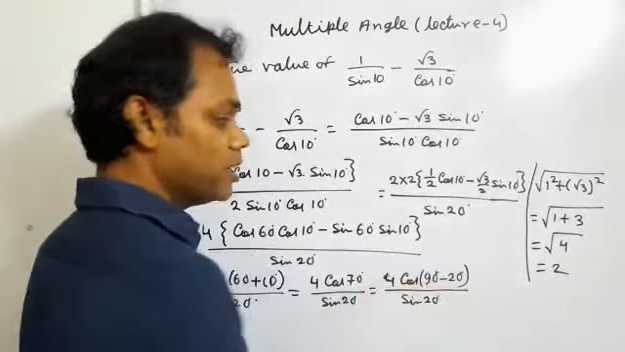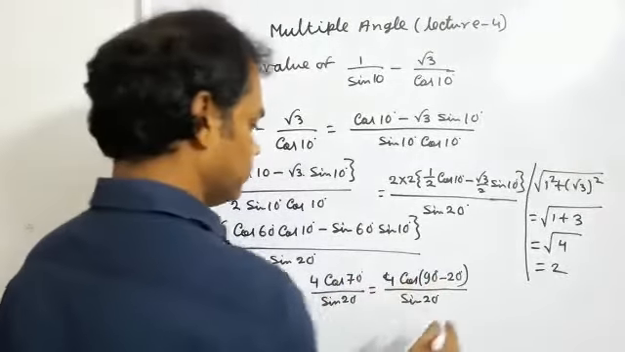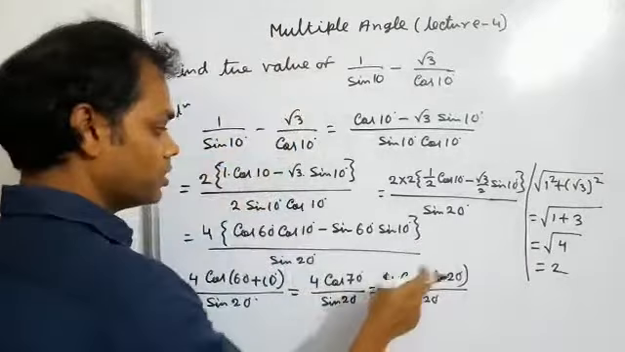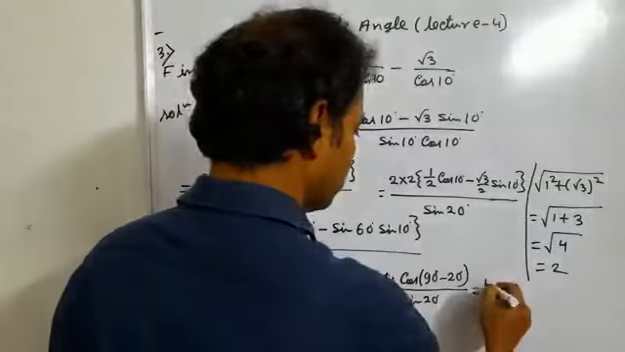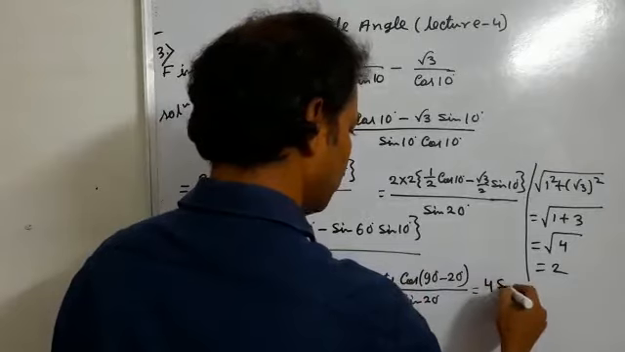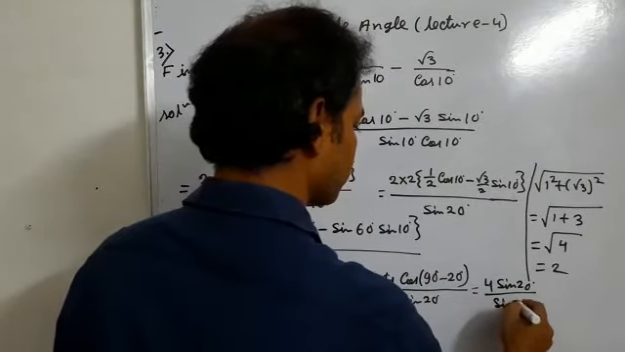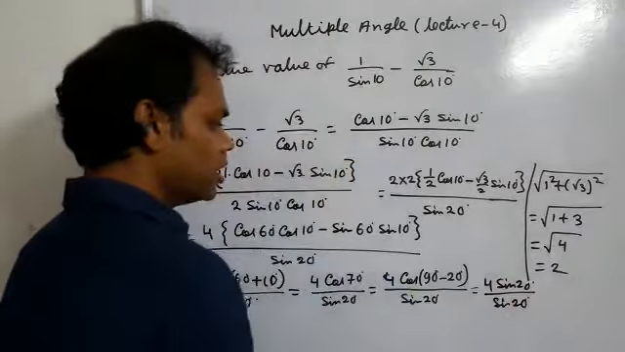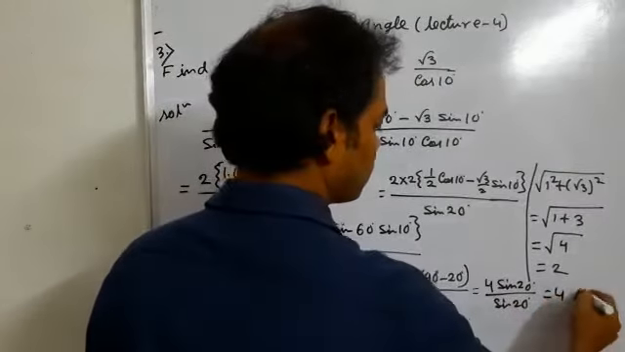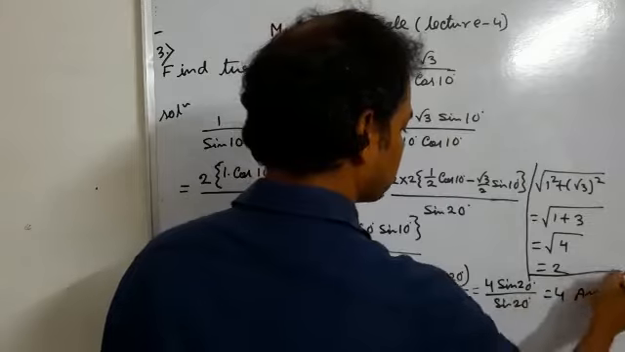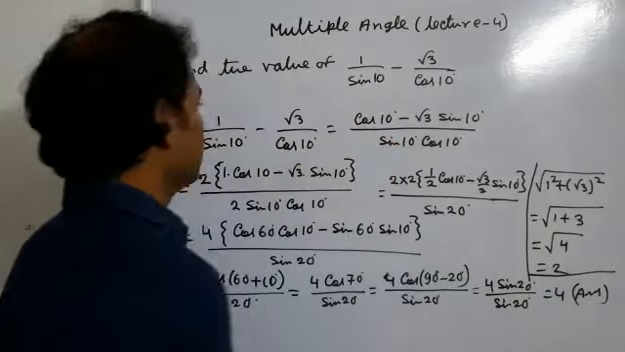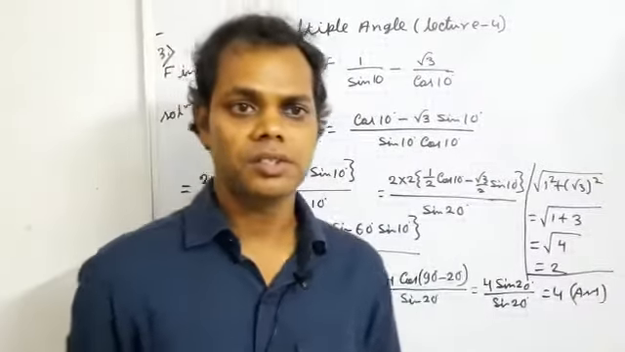So cos 90 minus theta equals sin theta. So 4 sin 20 by sin 20. By cancellation of numerator and denominator we get 4. This is our final answer. In the next video on this topic we will discuss a few more sums.